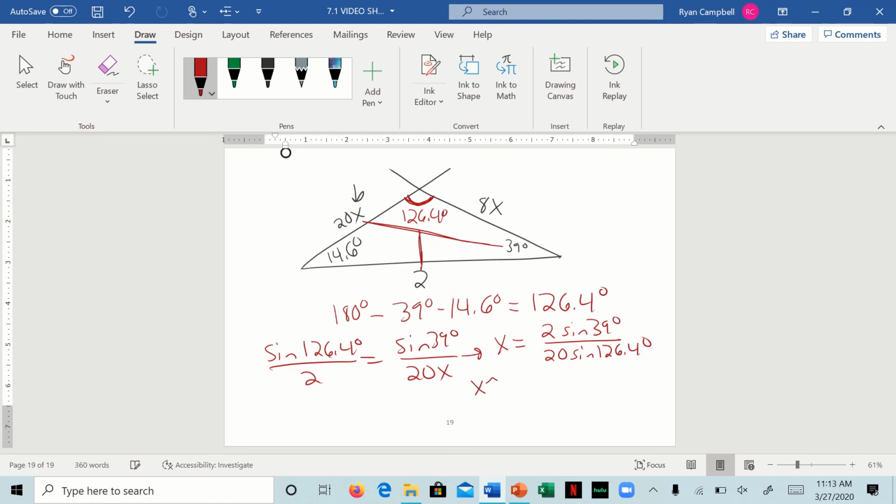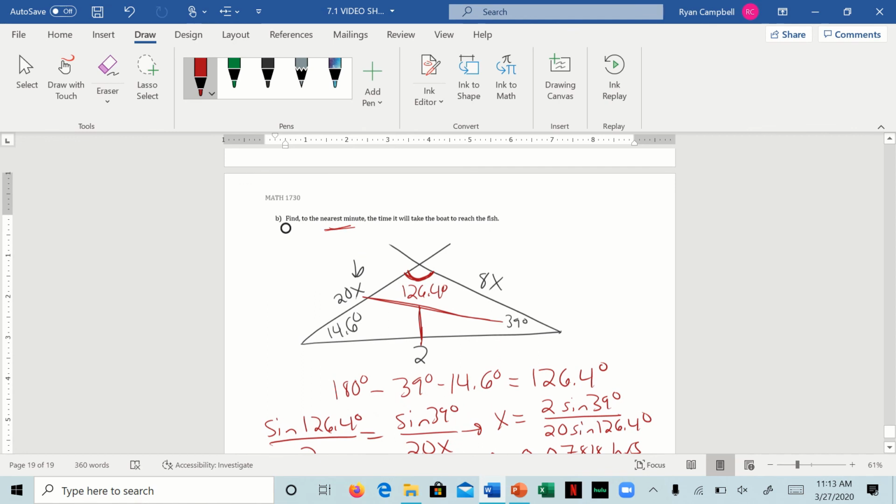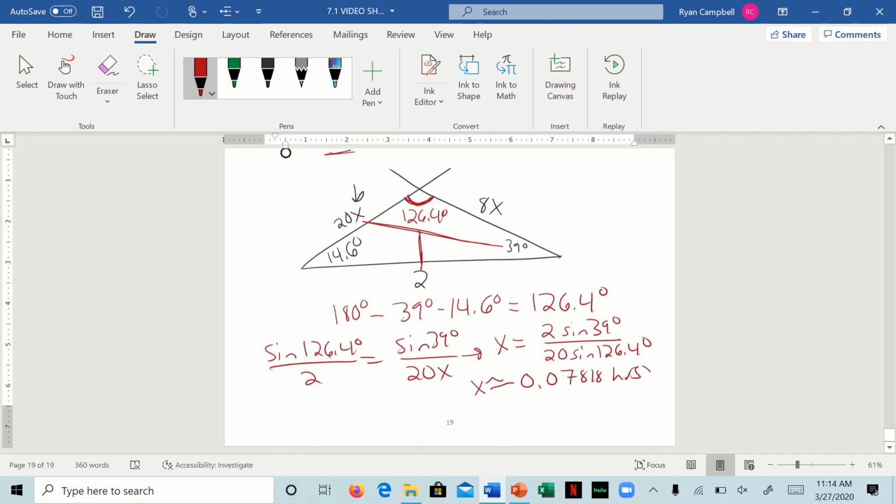So then when you divide that out, you end up with 0.07818 hours, right? But we need it in minutes. So then we just multiply this by 60. And when we multiply by 60, we get 4.69. So the nearest minute would be 5 minutes.